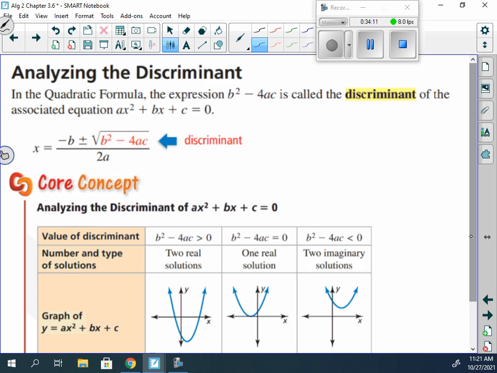So b squared minus 4ac is greater than 0. It's a positive number. It will have 2 real solutions. If b squared minus 4ac is equal to 0, it will have 1 real solution. And if b squared minus 4ac is less than 0, it will have 2 complex solutions.